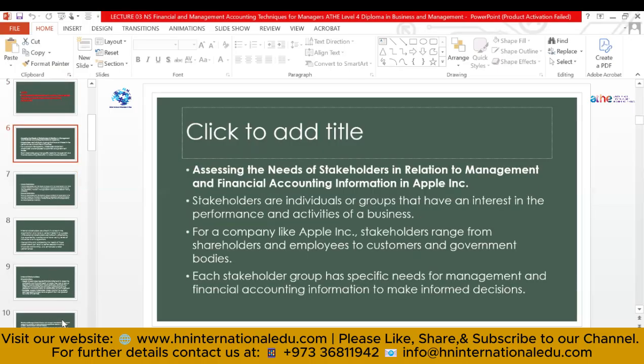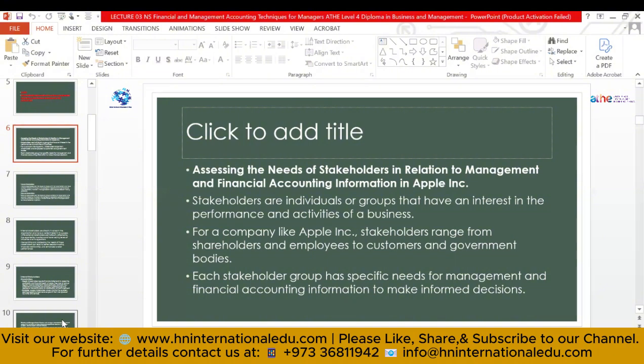Now, stakeholders are the individuals or the groups that have an interest in the performance and activities of a business, like consumers, shareholders, employees, managers, frontline managers, head of the department. Anyone who has the stake and interest in the organization is going to be quite keen to know what's the financial and management status of that organization.